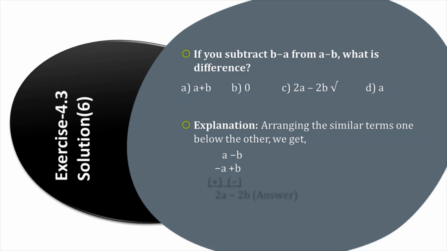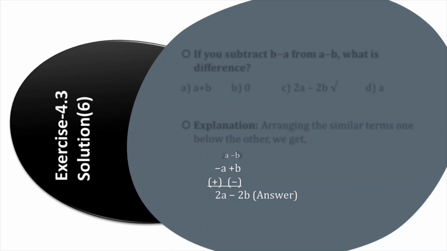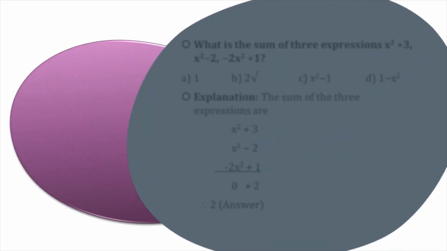After that, if we arrange the similar terms, a minus a plus b. And you know this is subtraction, that's why we have to change the sign. So minus a, the minus sign will be plus, plus b, the plus sign will be minus. So 2a minus 2b is the desired answer, because plus a and plus a would be 2a, minus b, minus b, minus and minus would be plus. That's why we have to add, so 2b, and the sign will be minus, my dear. So this is question number 6, and the answer will be 2a minus 2b if we arrange the similar terms below the other.